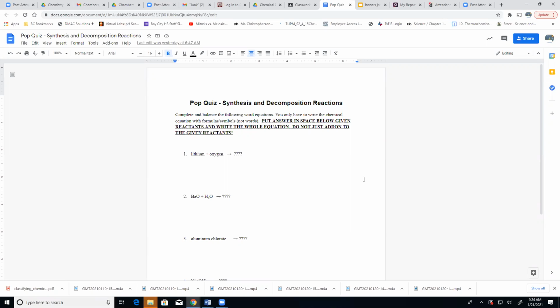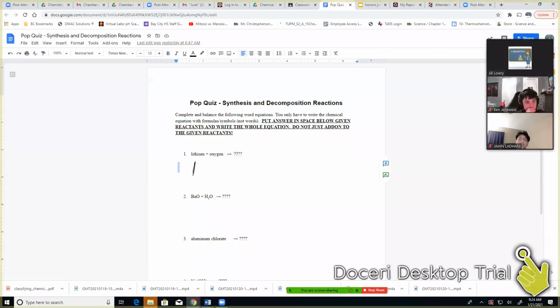I got Li2. Perfect. So lithium is Li. Oxygen by itself is diatomic. So you should have recognized that if you went back to your composition or synthesis notes, this was rule number 1. Metal plus non-metal comes together to form an ionic compound. So you should have ended up with the formula Li2O.